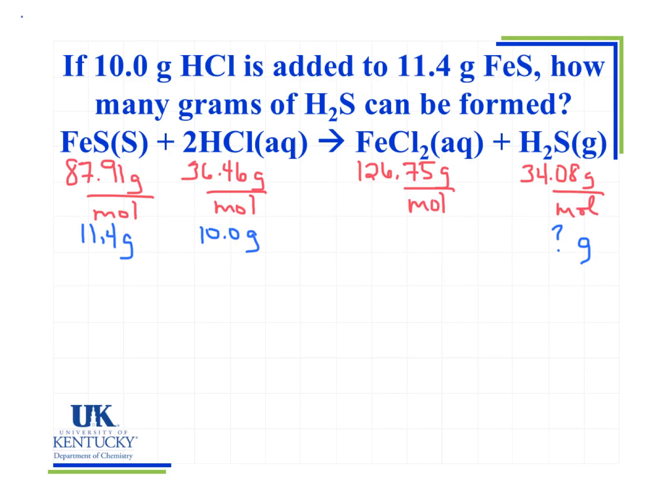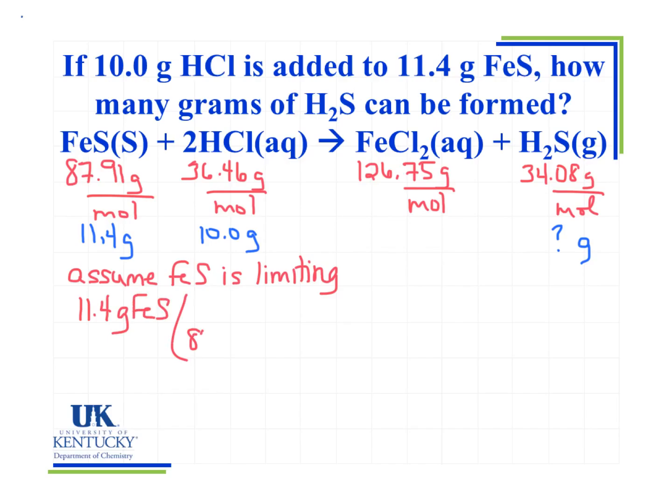So I'm actually going to have to solve two problems in order to figure out the actual answer to the problem. So the first thing I'm going to do is assume that FeS is my limiting reagent. And I'm going to do the calculation assuming that it's limiting. So I'm going to start with the 11.4 grams of FeS. I'm going to use my molar mass, 87.91 grams per mole. I'm going to look at my mole to mole ratio between the FeS and the H2S, because remember, that's what I'm looking for, is that mass of the H2S for the product.